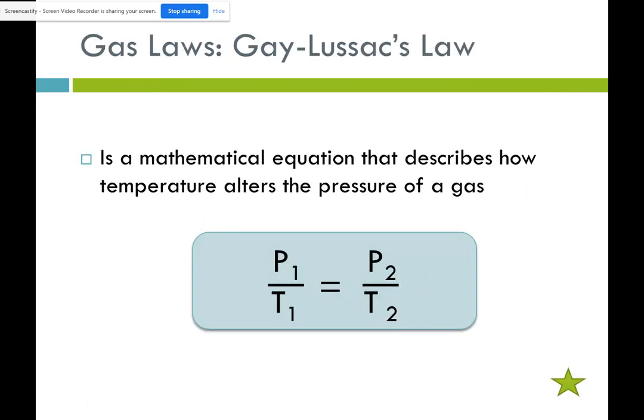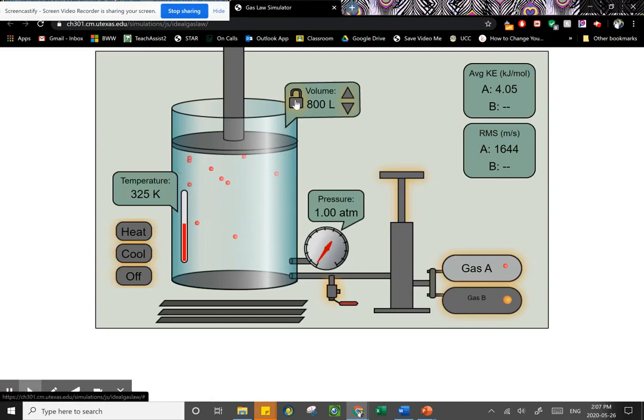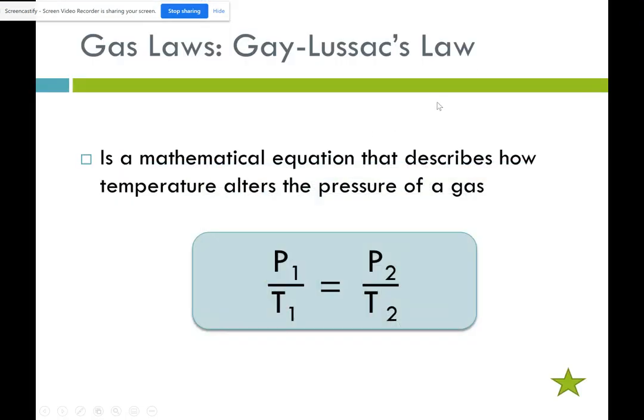Now, the last relationship we need to talk about is Gay-Lussac's law. This is the relationship that we observe between pressure and temperature. So if we go back to this gas law simulator, what we're going to be looking at here is what happens to the pressure if I heat up a gas or if I cool down a gas, or what happens to the temperature if I increase pressure or decrease pressure. So you can play around with that interactive to help test some of the stuff we're going to be calculating today.